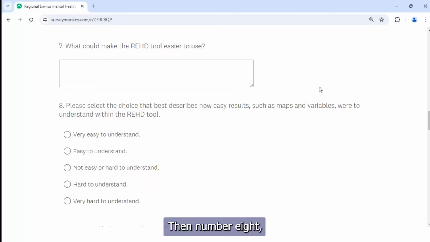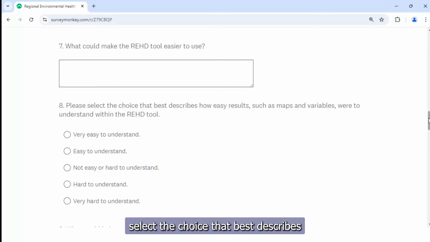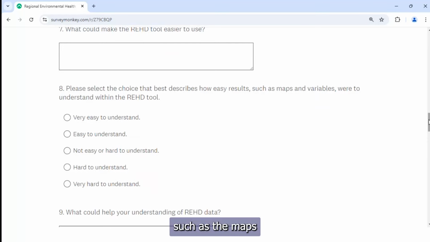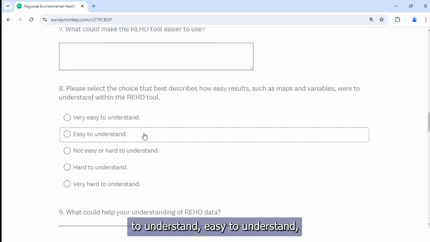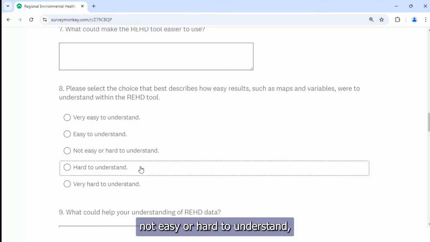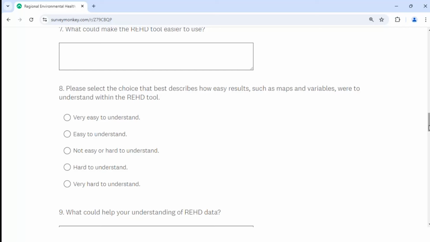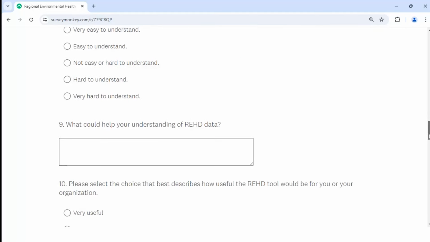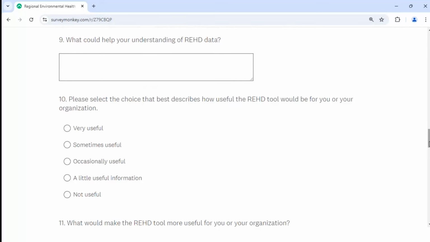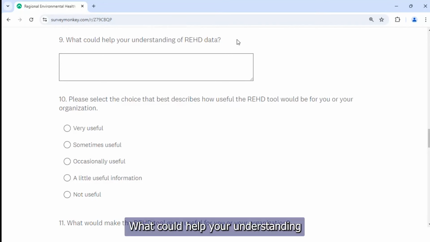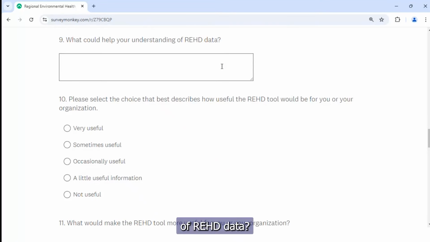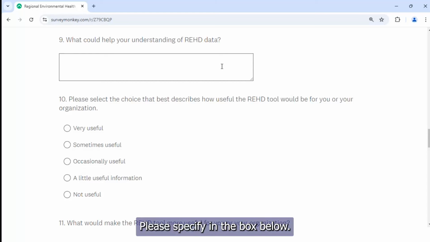Then number 8, please select the choice that best describes how easy results, such as the maps and the variables, were to understand within the RED tool. We have very easy to understand, not easy or hard to understand, and very hard to understand. Then we have number 9, what could help your understanding of RED data? Please specify in the box below.